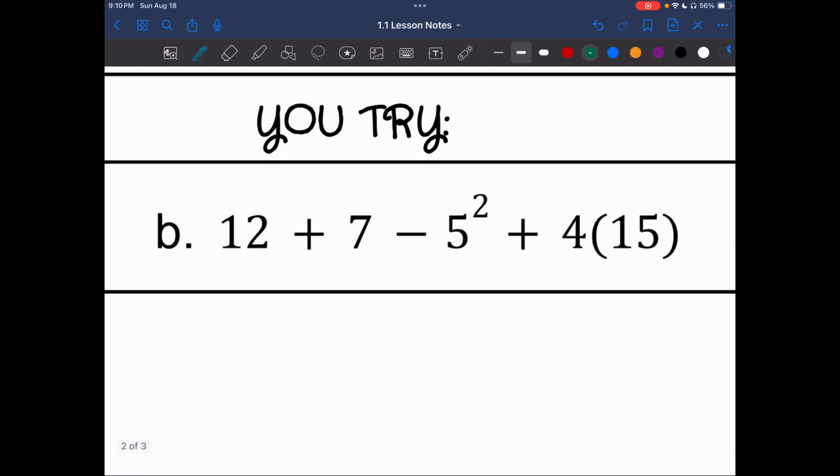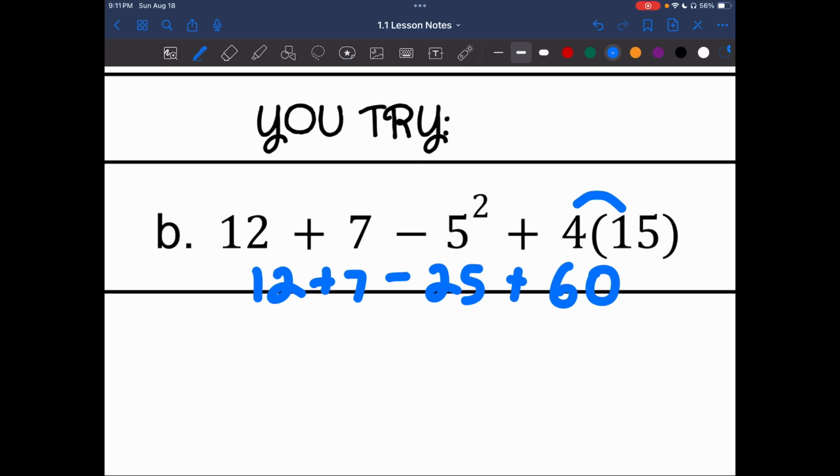Letter B, we have 12 plus 7 minus 5 squared plus 4 times 15. So let's do the same thing we did in the last problem. Let's do a little bit of combining of steps. So let's do the squaring of 5. So we have minus 25. And we are going to do the multiplication of 4 and 15, which gives us 60. Now we just have addition and subtraction from left to right. So 12 plus 7 is 19, minus 25 plus 60. We are going to end up with 54 as our simplified amount.